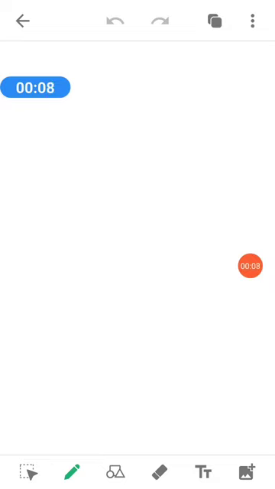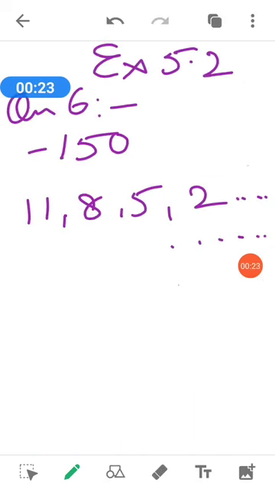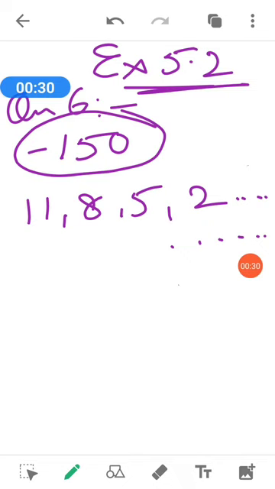So, today we'll do exercise 5.2, that is arithmetic progression, and the question number 6. So, let us see the question first. The question is, we are taking exercise 5.2 and question number 6. Here we have to show that minus 150. We have to check whether this minus 150 is a term of this given AP or not, where the AP is 11, 8, 5, 2 and so on.